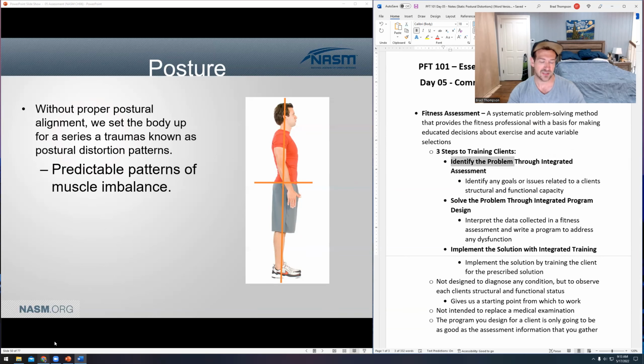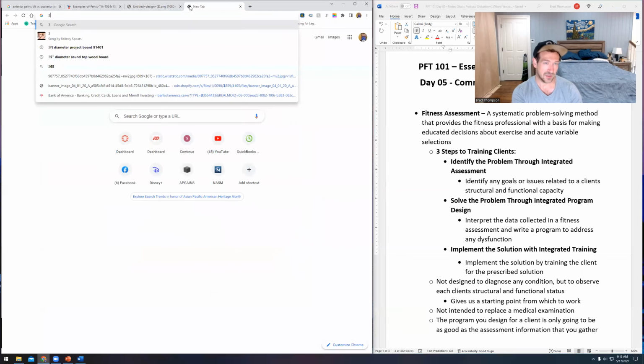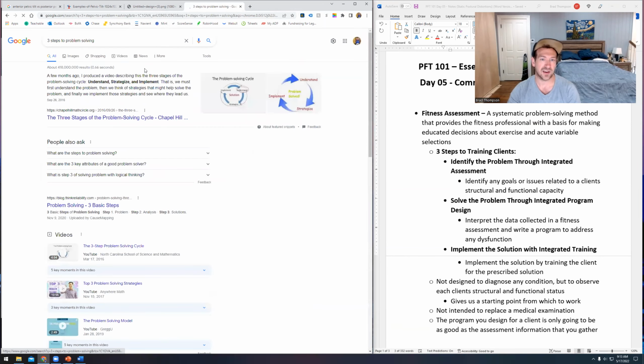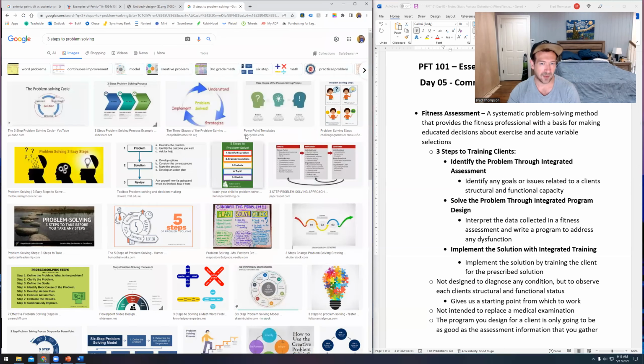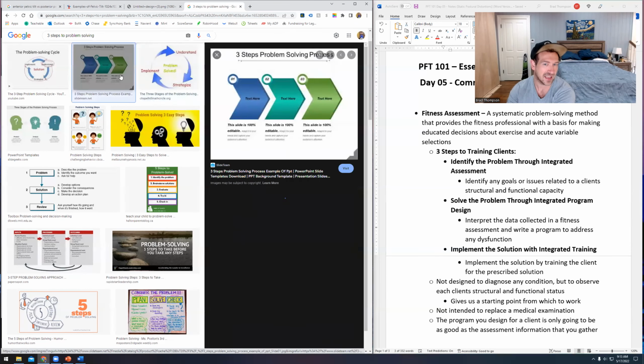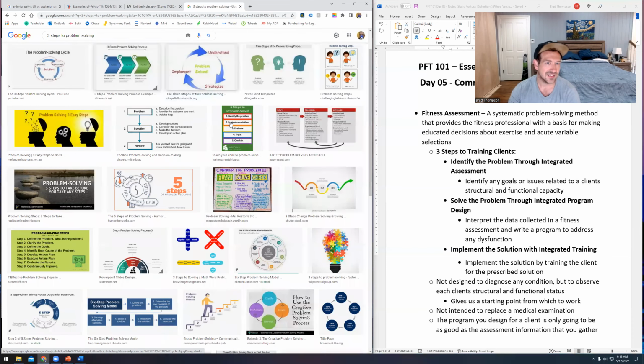In fact, I can kind of Google this. Let's see. Three steps to problem solving. And you'll see it's very, very simple. First thing you need to do is understand, then strategize, then implement. That's one way to say it. Yeah, that's fine. That's a good way to put it.